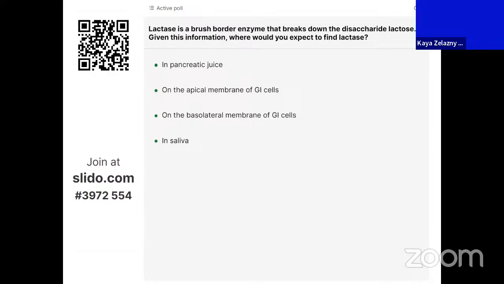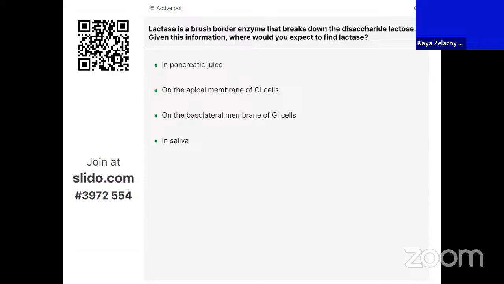I'll point out something that we didn't really go into, which is how you break down lactose. So lactose is a disaccharide, and we can't absorb disaccharides directly. We need to absorb monosaccharides. So I've got this enzyme lactase. Lactase is a brush border enzyme. So if you're lactose intolerant, this is what's not working.